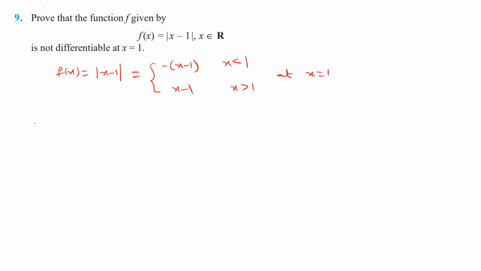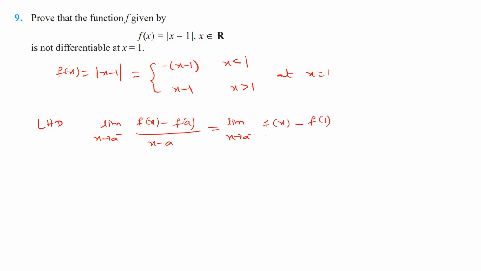So first we are finding the left hand derivative, which is nothing but limit x tends to a minus, f of x minus f of a divided by x minus a. Here a is nothing but 1, so we get f of x minus f of 1 divided by x minus 1.